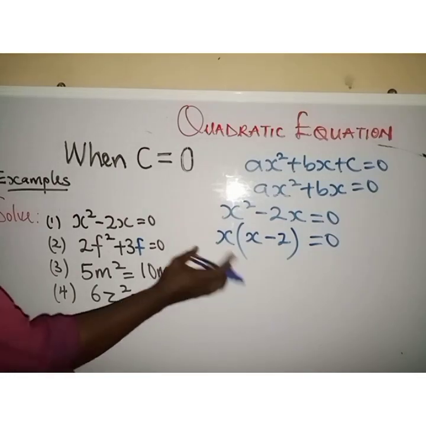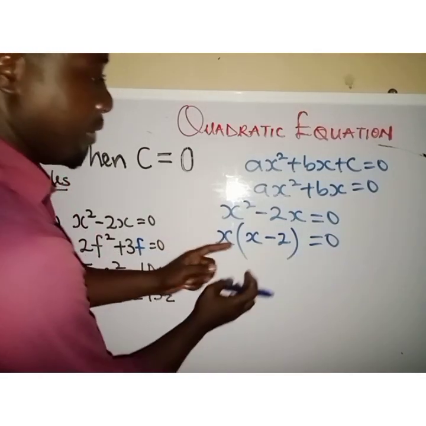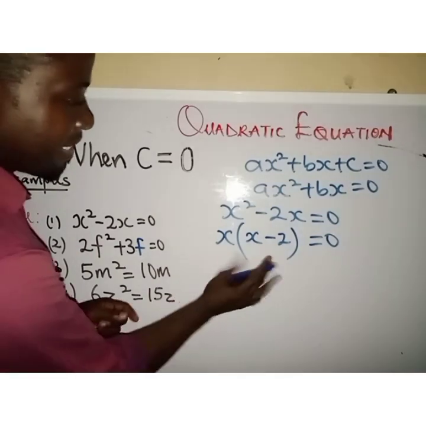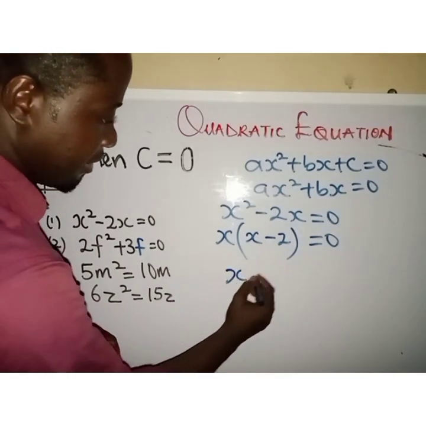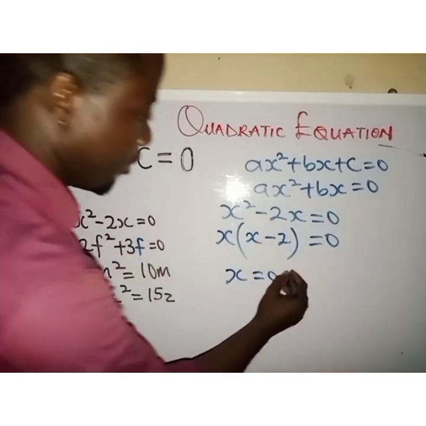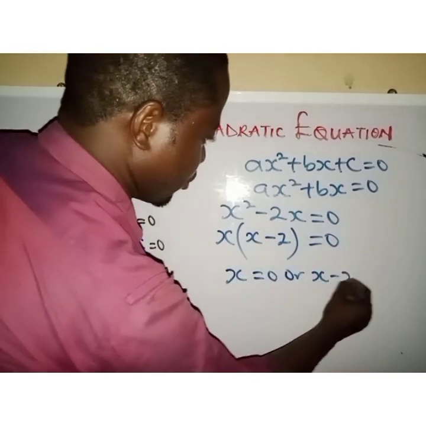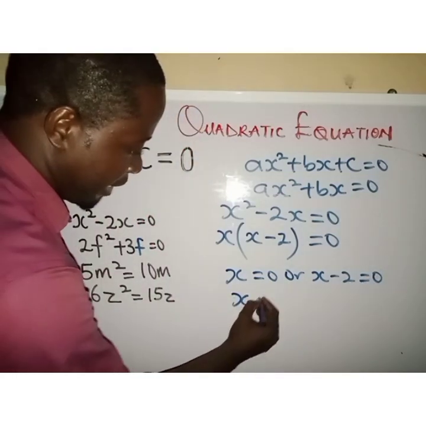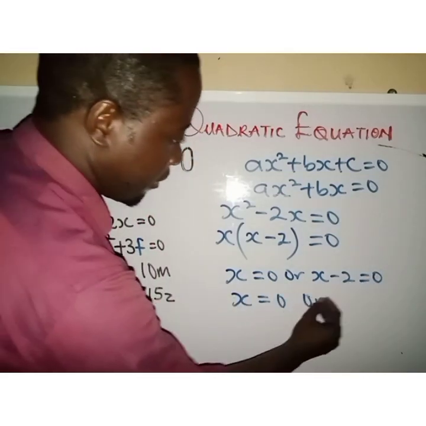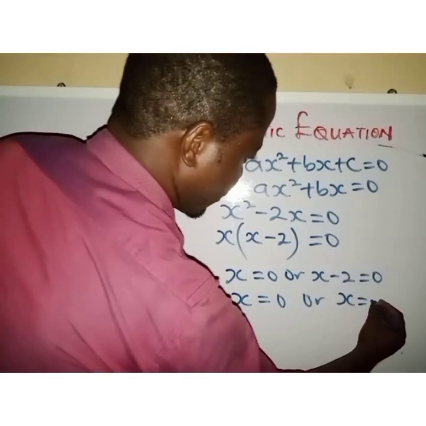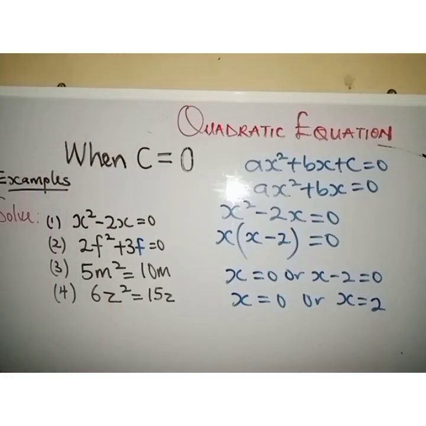So as you can see, x is equal to 0, then in the bracket, x minus 2 is also equal to 0. So this simply means x equals 0, or x minus 2 is also equal to 0. Now we have x equals 0 or x equals, when minus 2 moves to this side, it becomes x equals 2. Now that's the first one.